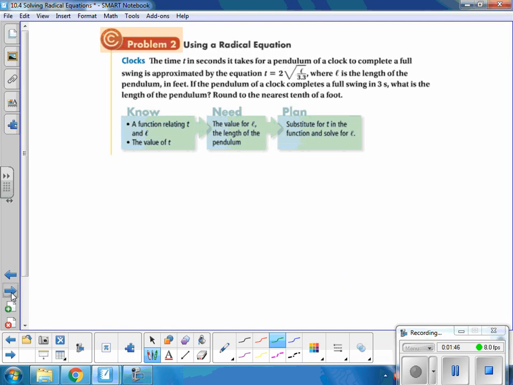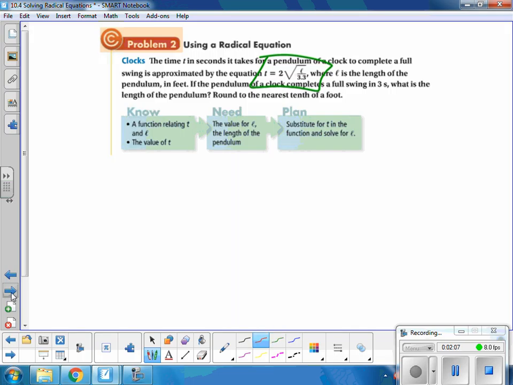All right, we're going to use a radical equation in this one. So this is just a situation of a pendulum of a clock. It ends up with time equals 2 times the square root of the length divided by 3.3. Don't be intimidated by the words. We're basically trying to get to the equation, and now we can use the equation. Okay, so let's see what we found here.